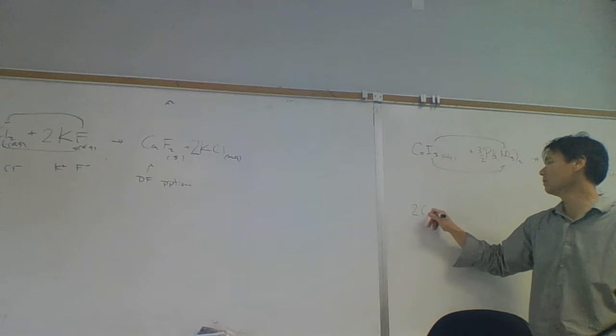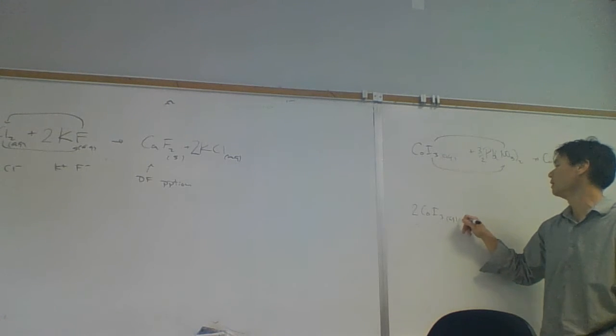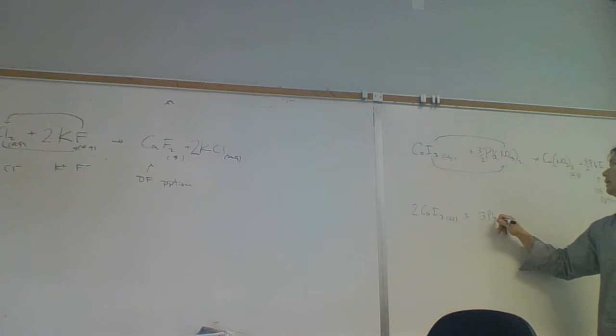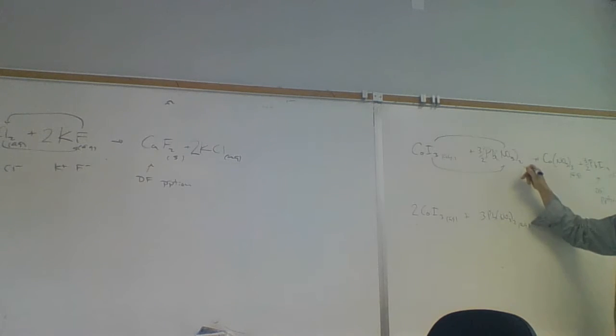And so if I multiply it by 2, I'm going to get 2 CoI3 aqueous plus 3 Pb(NO3)2 aqueous, nitrates are all soluble, yields 2 Co(NO3)3 aqueous, plus 3 PbI2 solids. Are you multiplying everything by 2? Everything by 2. Okay. I have to multiply everything by 2. That'll get rid of the fraction.